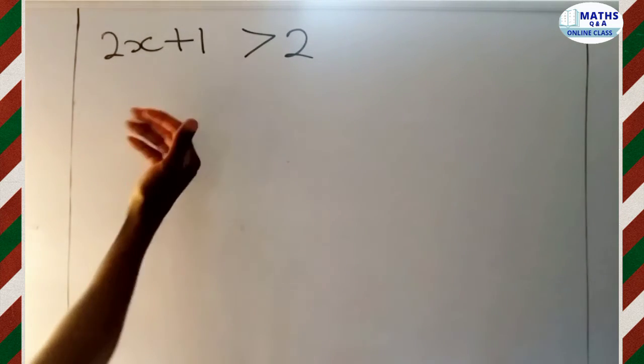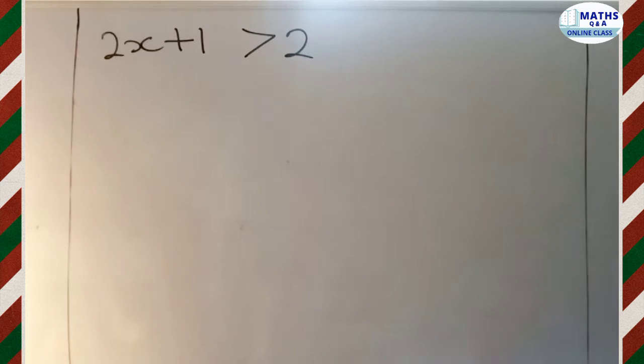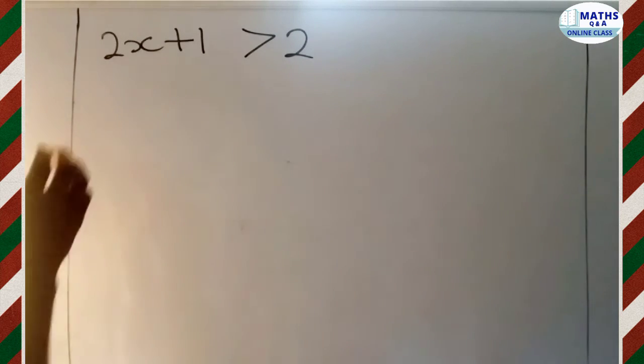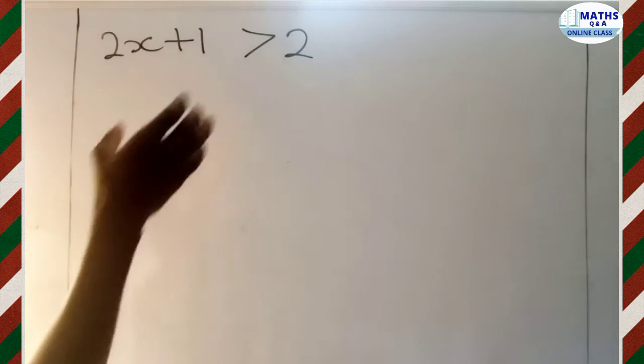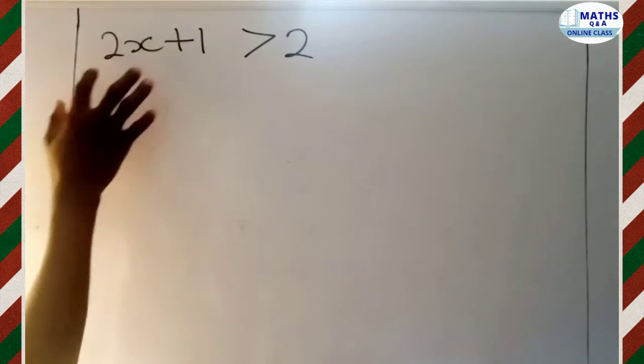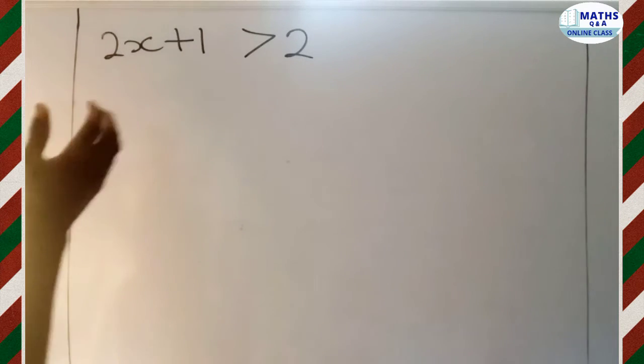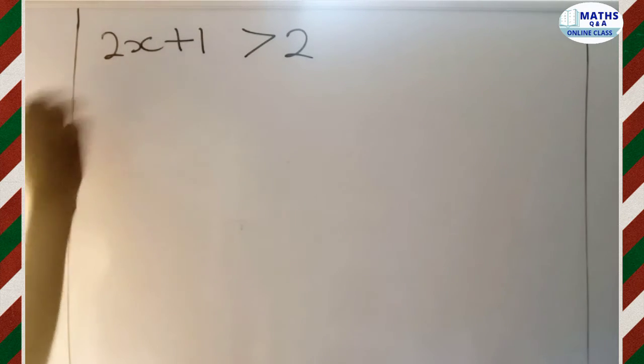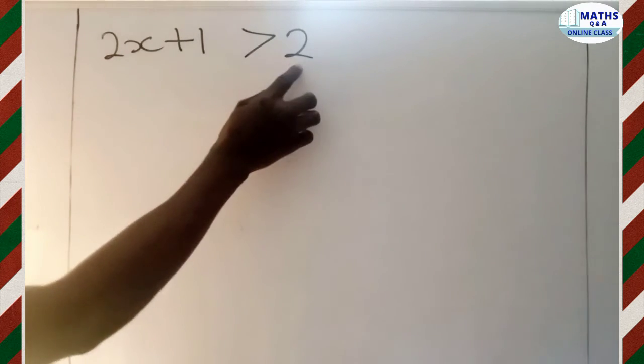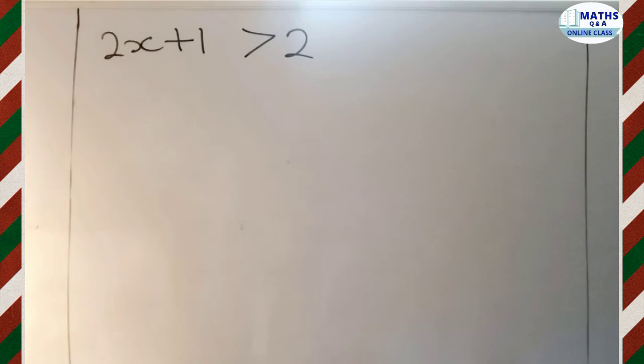In making x the subject of this inequality, we write those terms that have x in them, meaning those multiplying x, as one term. 2x is one term, 1 is one term, and the 2 here is another term. Those terms which do not have x in them, we write at one side, and those having x in them, we write at the other side of the inequality sign.